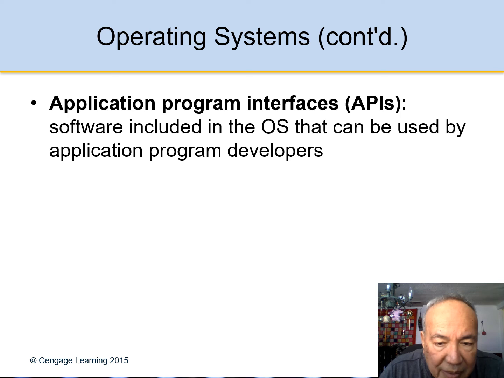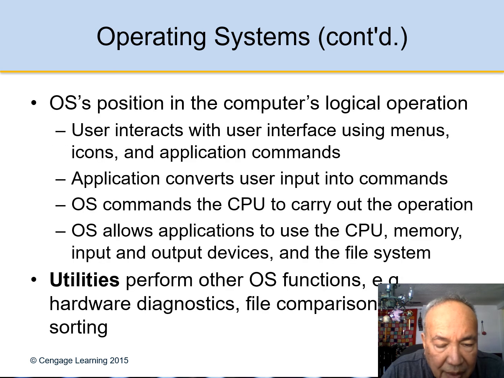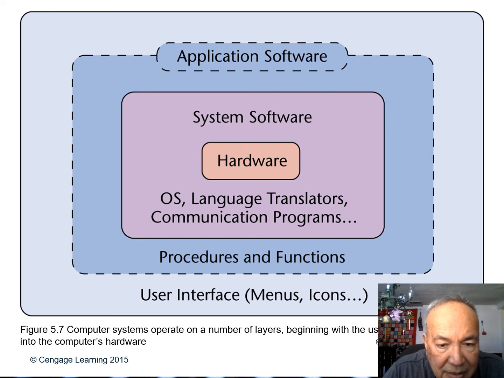So application program interfaces are software, including the OS, that can be used by the application program developers. Now we also have utilities to perform things like cleaning up the files that you don't need anymore. So you have the application software here, and then the system software, and then the hardware. Now the computer is in operation. It works now as a computer.